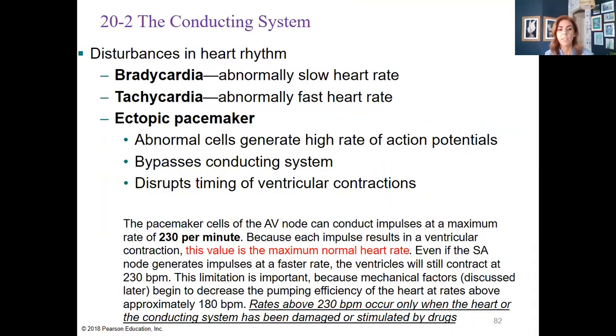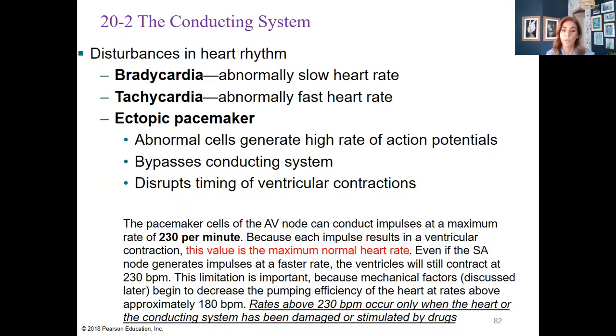Okay. Now, if we have any issues with disturbances in heart rhythm, if the heart starts beating too slow, then we would call this bradycardia. This is normally about less than 60 beats per minute. If you are a highly tuned athlete, however, you could have a lower than normal heart rate. And I'll talk more about how age and athletic status changes your heart rate in part 3. So for bradycardia, just remember less than 60 beats per minute. Tachycardia means it's beating way too fast.